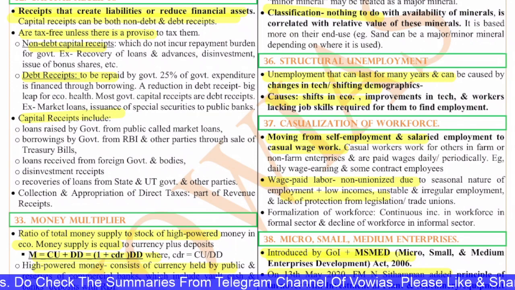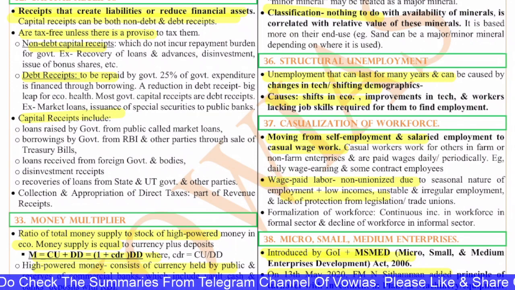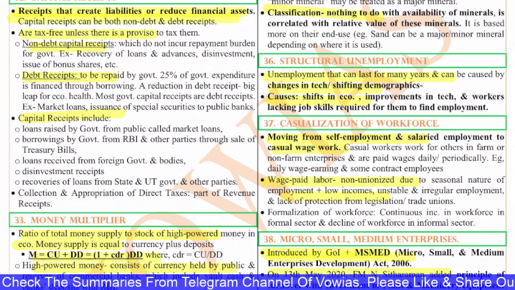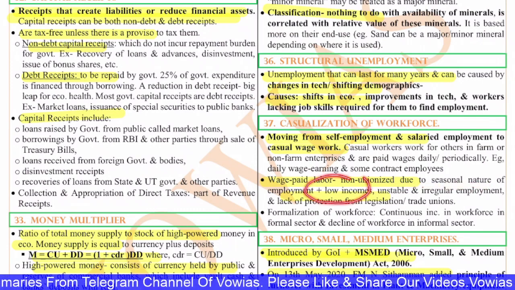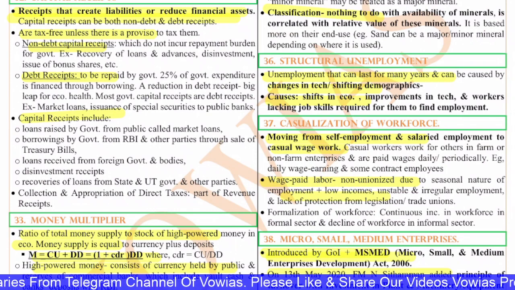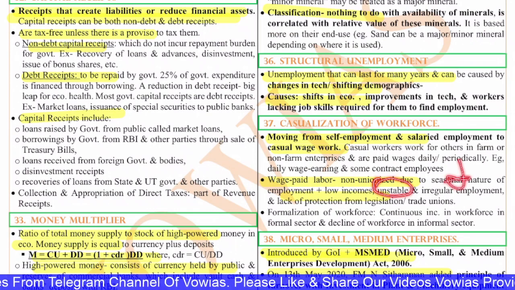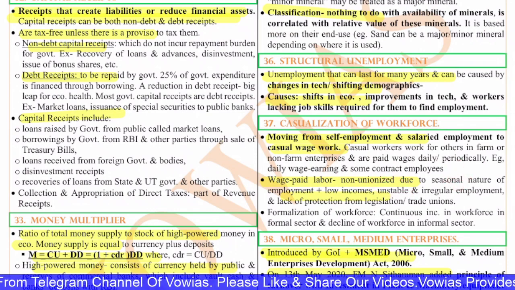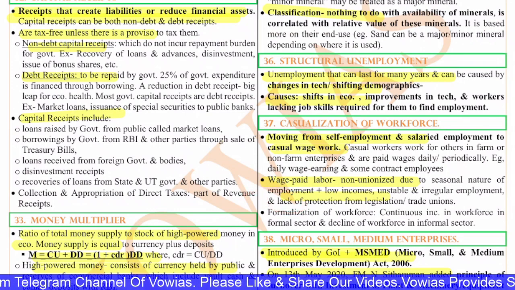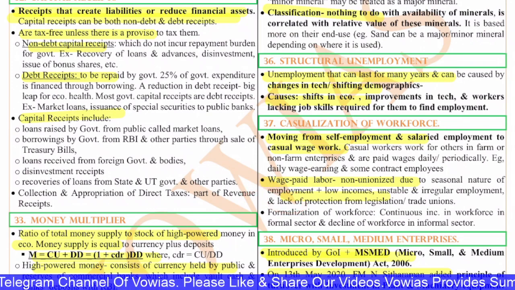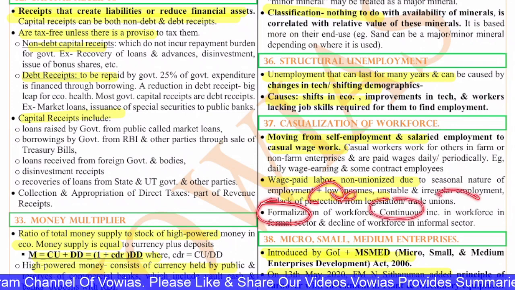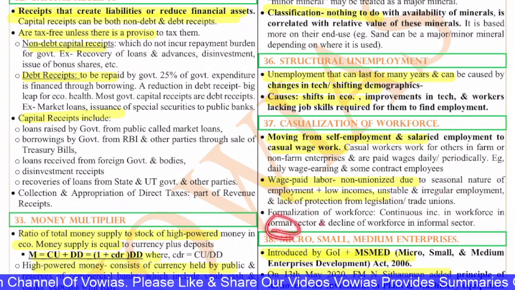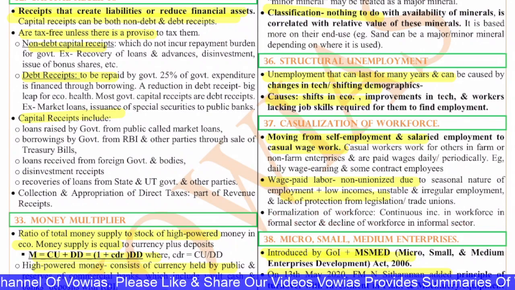And the wage period, if you see, the paid labor is non-unionized due to the seasonal nature of employment, plus low incomes, and the wage is also unstable, and there will be irregular employment. There is a lack of protection from the legislation of the trade unions. And also next is formalization of workforce, meaning continuous increase in the workforce in the formal sector and decline in the workforce in the informal sector.